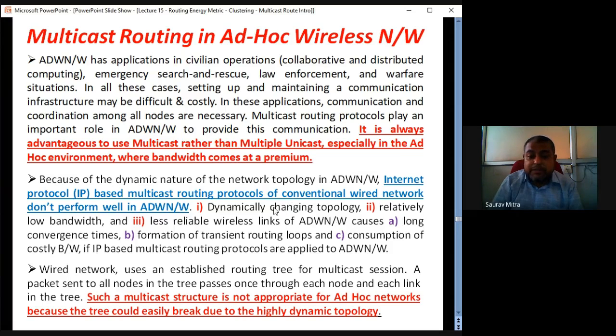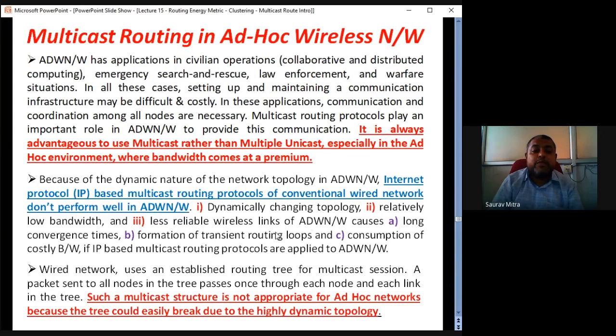Long convergence time is another problem of ad hoc networks. All these problems in ad hoc network we will call long convergence time. Long convergence time means it will take quite a lot of time to transmit the same amount of data packets from the sender to the receiver. So if bandwidth becomes less, time for data transmission becomes more. That is called more convergence time. So all these three problems: dynamically changing topology, less bandwidth, and less reliable links because of dynamic links.